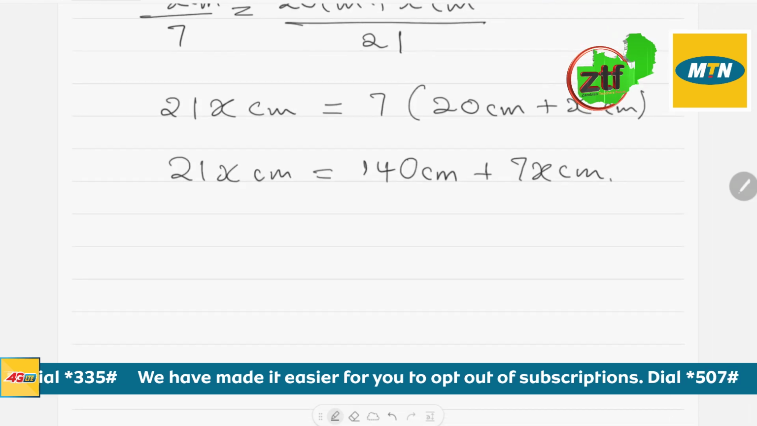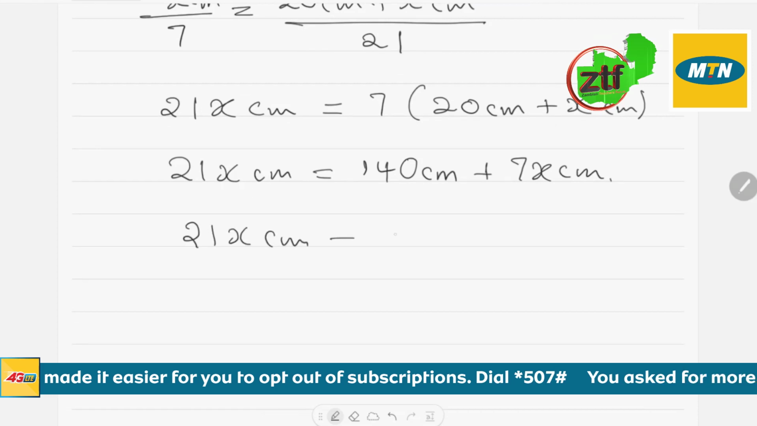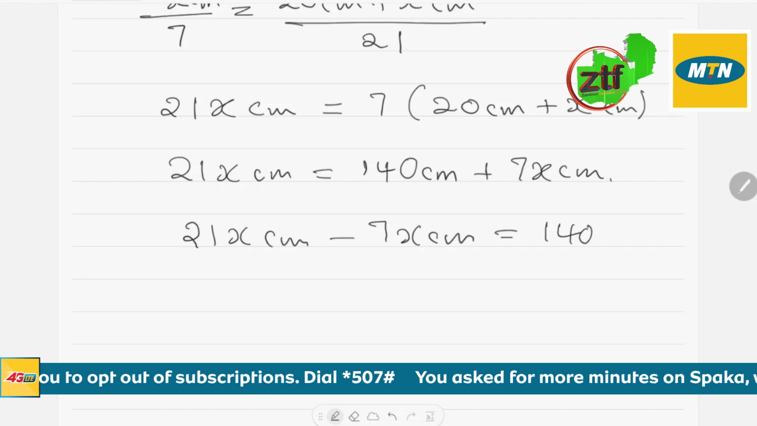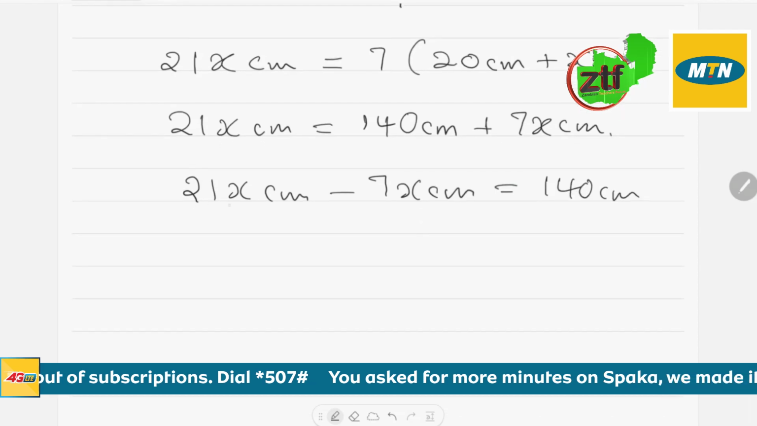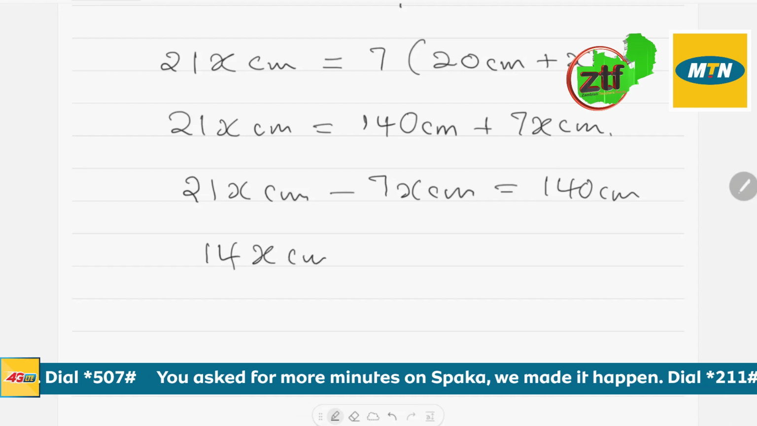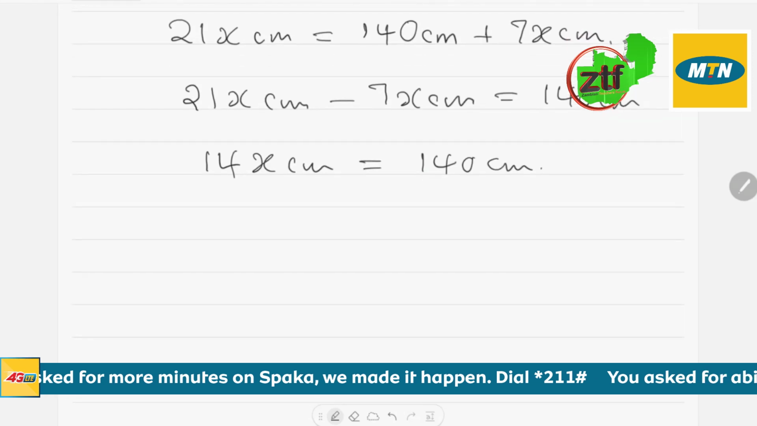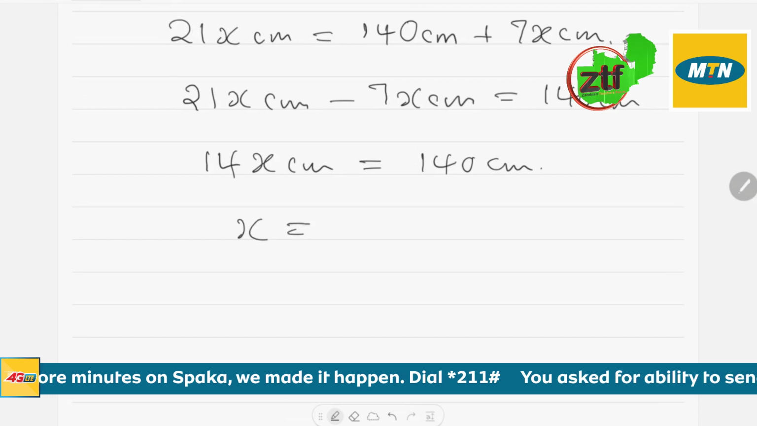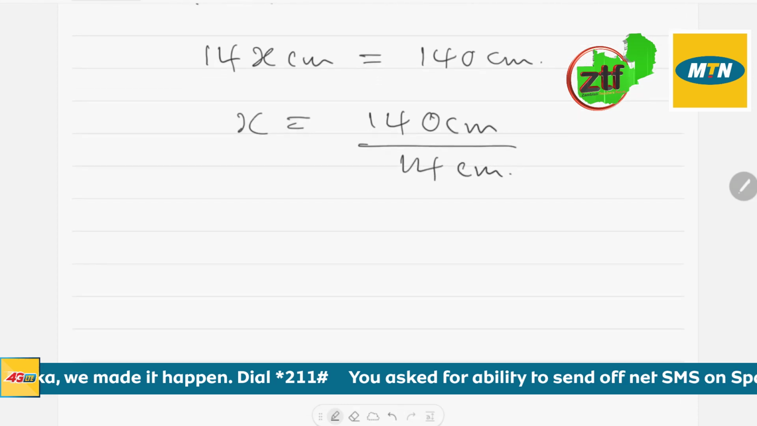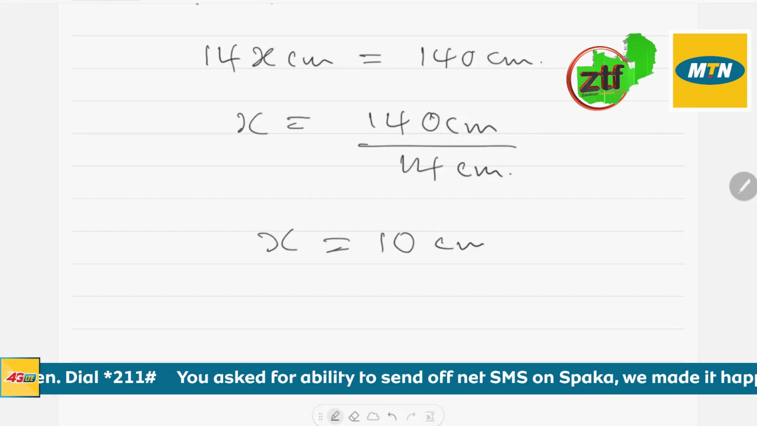So collecting the like terms, we'll have 21x centimeters minus 7x centimeters equals 140 centimeters. Then 21x minus 7x will give us 14x centimeters, which is equal to 140 centimeters. Dividing both sides by 14 centimeters, we get the value of x as 140 centimeters divided by 14 centimeters. So we'll have our value of x as 10. So the value of x is 10 centimeters.